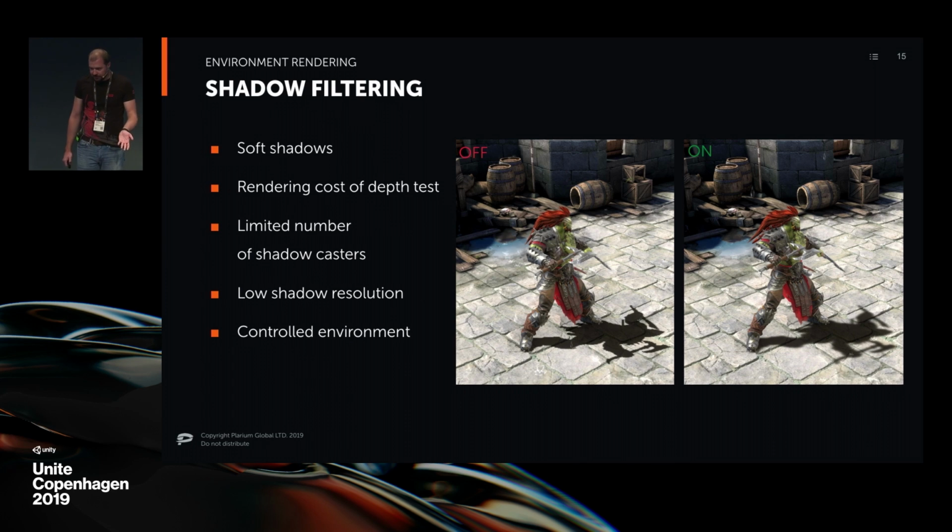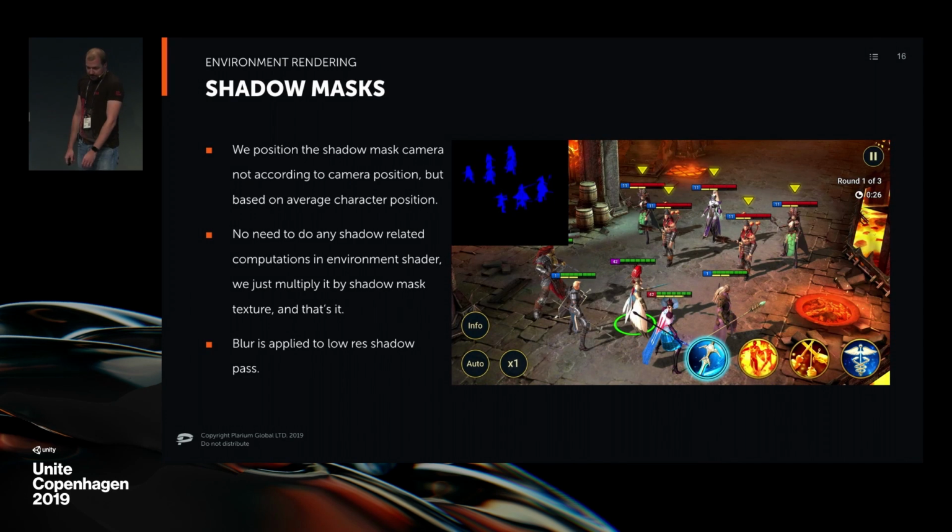So it's extremely controllable. You cannot look far, like in an FPS game, and the Unity shadow system is suited to work in an FPS. And you don't need shadow cascades, for example, in our case, because we're always looking at characters from the same distance. So our solution is to use a shadow mask.